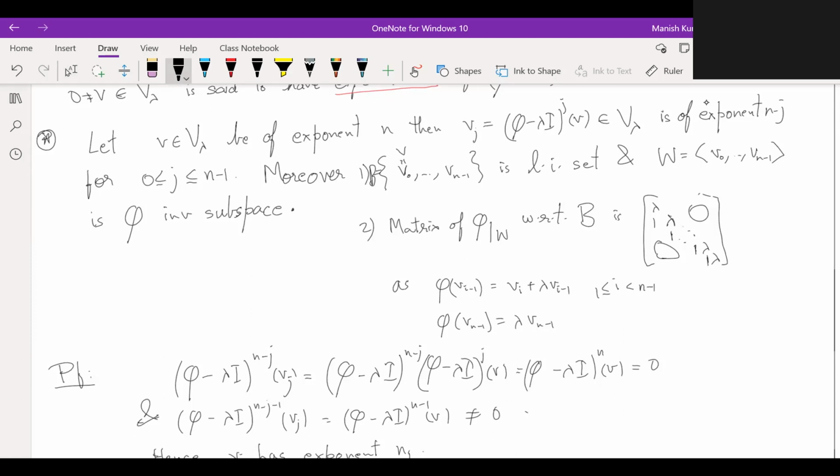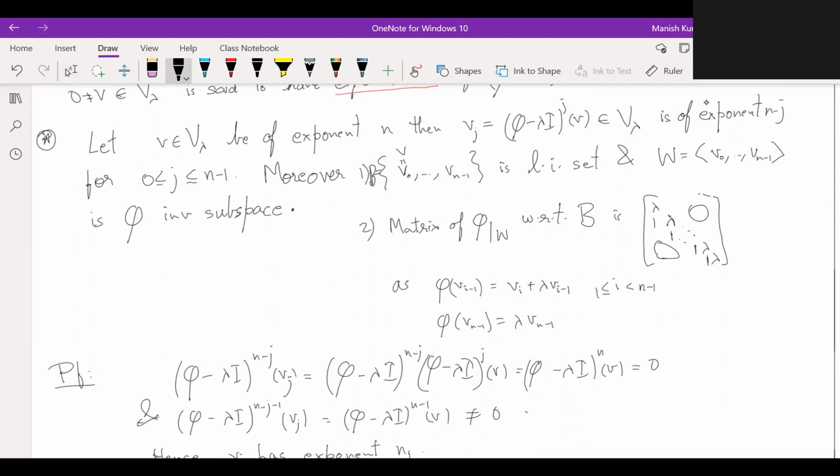Similarly, the other ones. Phi of V1 is lambda V1 plus V2. Phi of V2 is lambda V2 plus V3, and so on up to n minus 2. And then at the end stage the last column contains only lambda. There is no 1 below, because there is no Vn. Vn is essentially 0. So this completes the proof of this part. Is that okay?